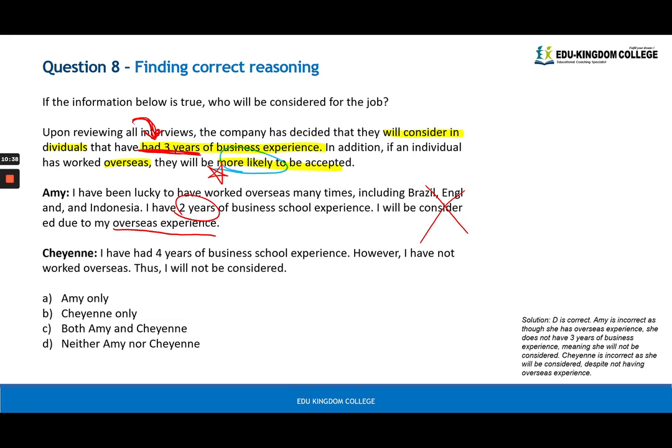Cheyenne says, I have 4 years of business school experience. However, I have not worked overseas, thus I will not be considered. She is also incorrect. The 4 years of business school experience is more than the 3, therefore she will be considered. Even though she doesn't work overseas, that is only a bonus, right? It makes you more likely to be accepted. So that's why Cheyenne is wrong, and D is therefore the answer.